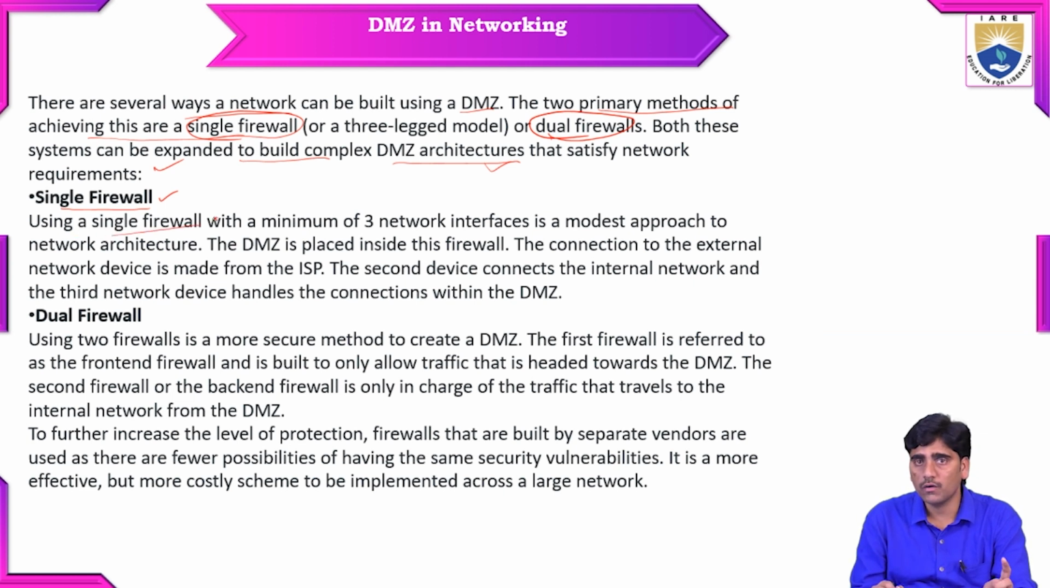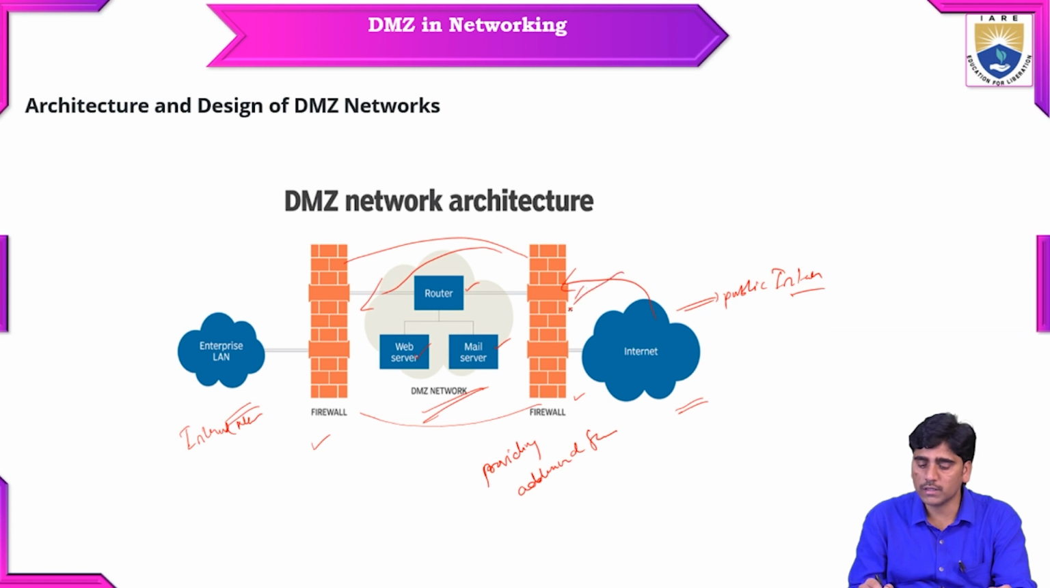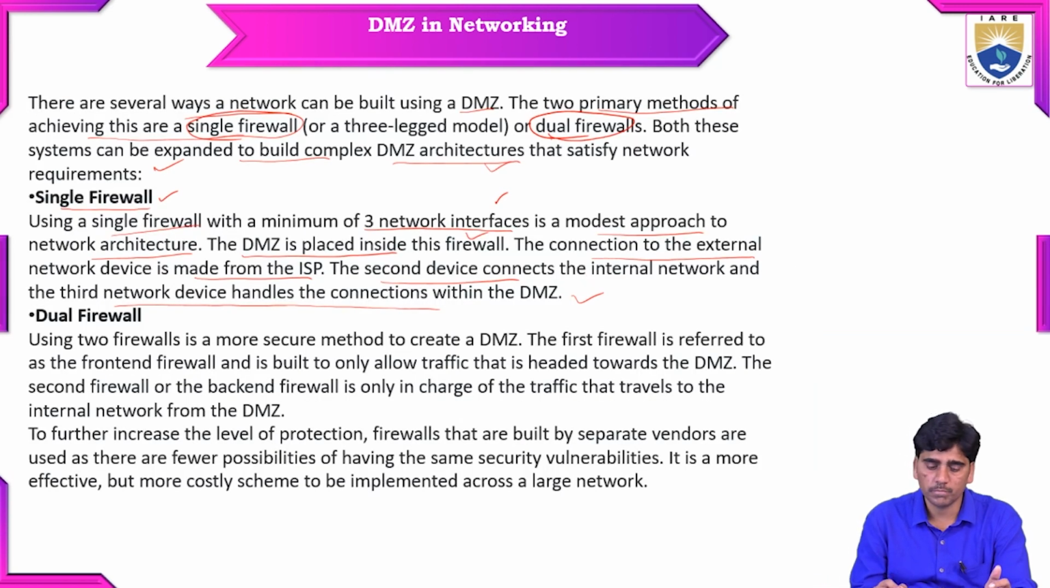Using a single firewall with a minimum of three network interfaces is a modest approach to network architecture. The demilitarized zone is placed inside the firewall. The connection to the external network device is made from the internet service provider. The second device connects to the internal network, and the third network device handles the connection within the demilitarized zone. So that is what we mentioned here. The first firewall is connected from the external network, and the second firewall is connected through the demilitarized zone network.